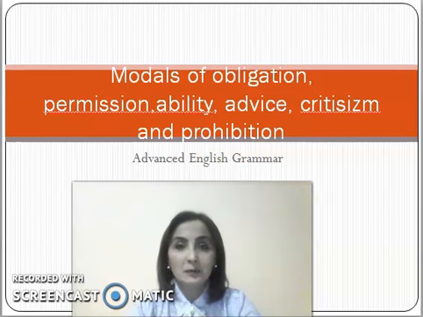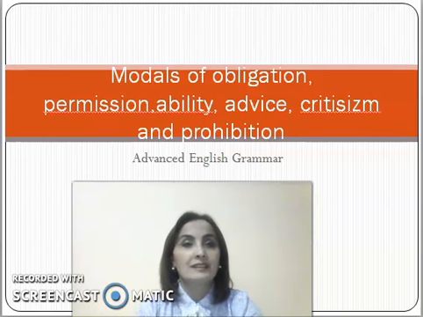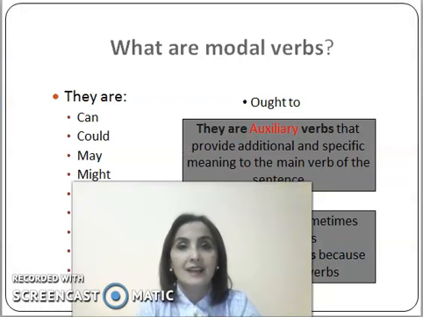Dear students, today at our lesson, we will talk about modals of obligation, permission, ability, advice, criticism, and prohibition. And also, we will talk about the modal verbs category. It is their functions and their equivalents, and also their placement in a sentence.